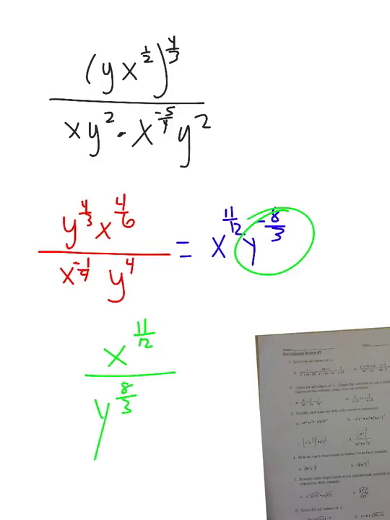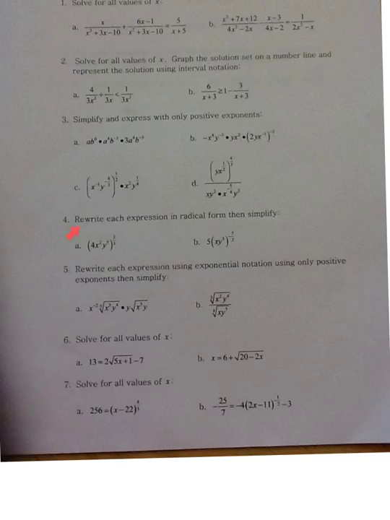Okay, so let's take a look at 4a. Okay, so 4a and b, so to rewrite each expression in radical form and then simplify. Okay, so remember, fractional exponents. Remember, it's power over the root. All right, so let's take a look at 4a.